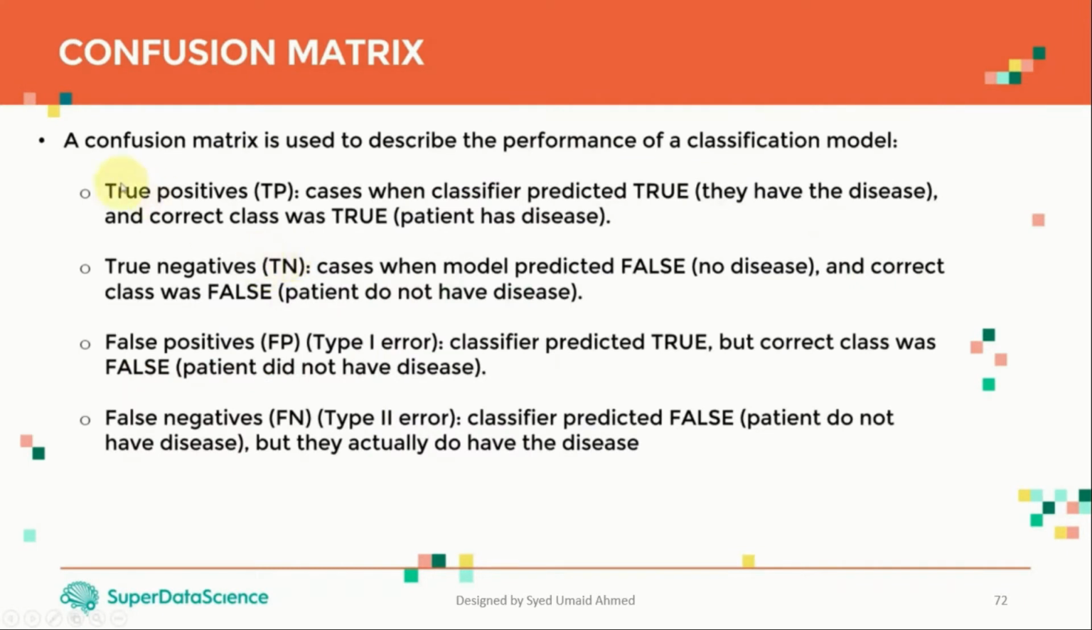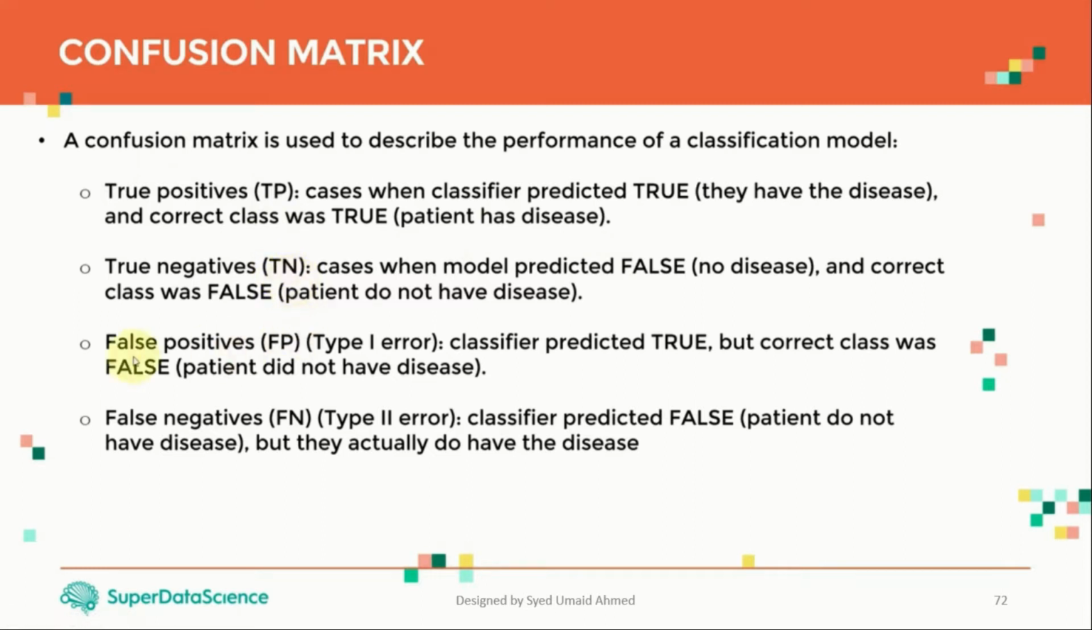Alright, so a confusion matrix is used to describe the performance of a classification model, and we have true positives, true negatives, false positives, and false negatives. True positives are cases when the classifier predicted true, which means that we have a disease, and the correct class was actually true. In fact, the patient has a disease as well. True negatives are cases when the model predicted that it is false, which means no disease, and the correct class was actually false as well, which means that the patient did not have a disease. So true positives and true negatives are good. That's when the model actually gets it right.